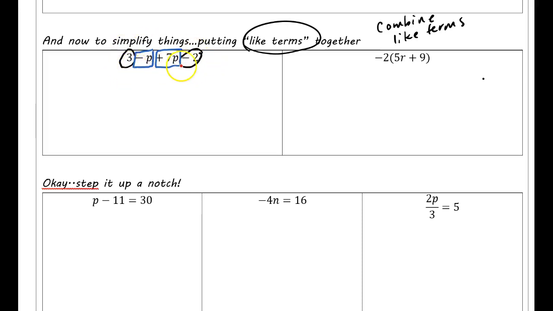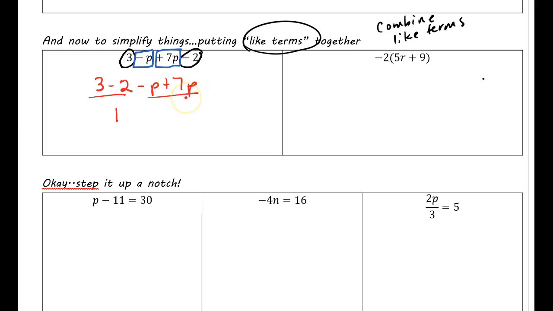So maybe we want to put the circles together, so let's just recopy them in that order. So we've got 3 minus 2, and then we'll keep the blues together, so minus P plus 7P. So I've just recopied it and rearranged it to put everybody next to who they go with. And now I can do the math. So 3 minus 2, you have to do those together because they're like terms. That would be a 1. And then these two you do together because they were like terms. So a minus P and a 7P.